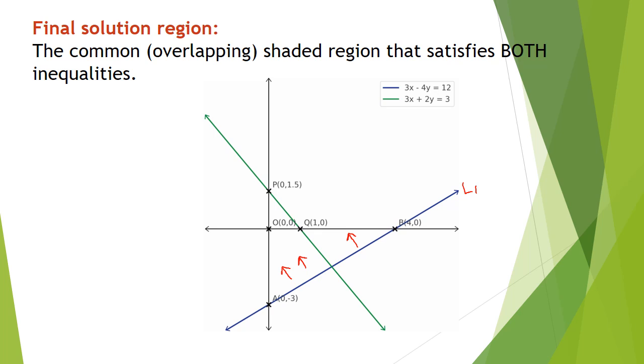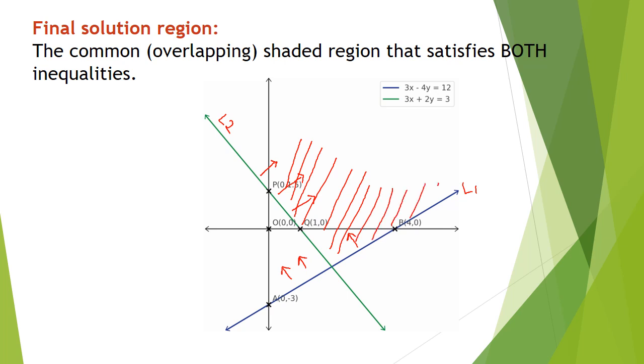For the second inequality, as you know, the test point is false, so it includes the area in which the origin is not included. So this area will be for the second inequality. Students, now the common area for both L1 and L2 is this one. So this one is our required shaded region for both of the inequalities.